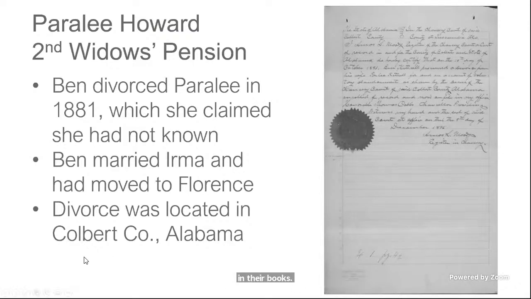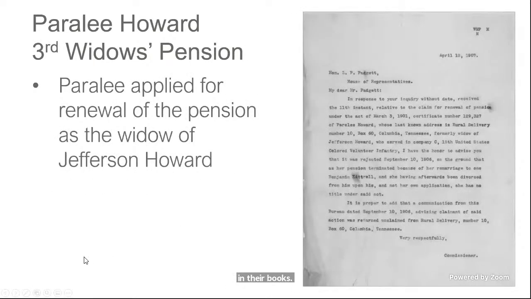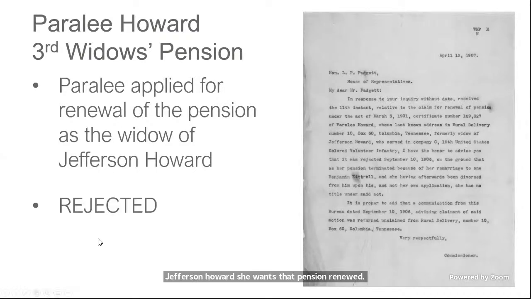So then Pearl, she's not going to get that pension. So she applies for a renewal of the pension as the widow of Jefferson Howard. She wants that pension renewed because of the divorce. So she's rejected from that.